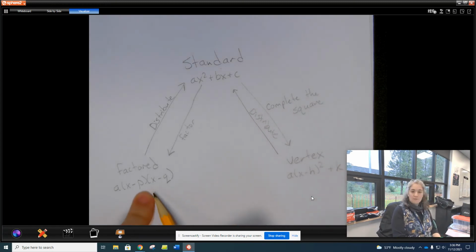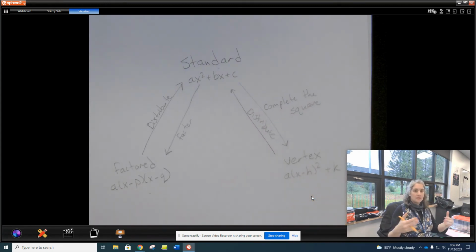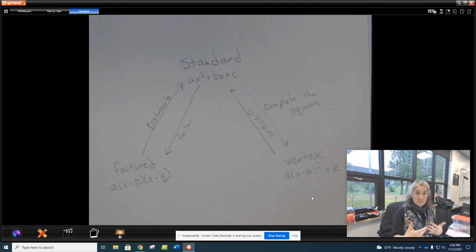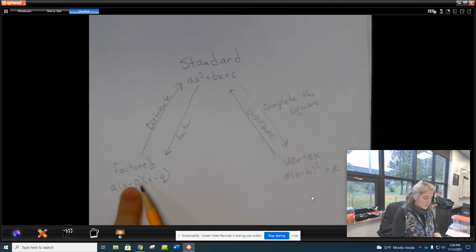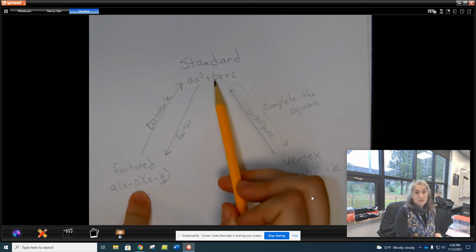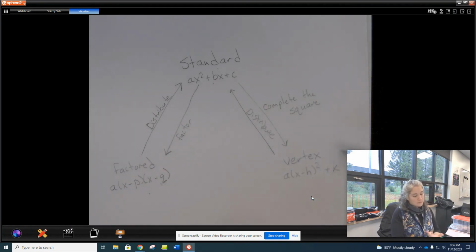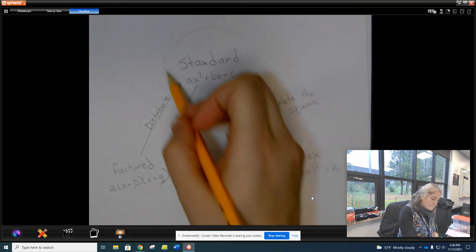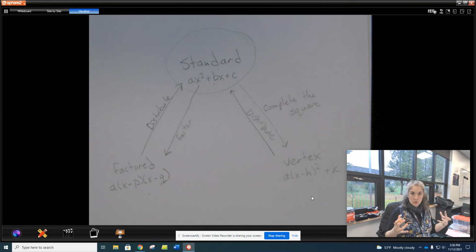So going directly from factored form to vertex form is not something that can be done easily because we have to have P and Q be the same in order for this to work. And the only way to get them to be the same is to turn them into standard form first and then do completing the square on them. So this is your middle ground between them, so to speak.